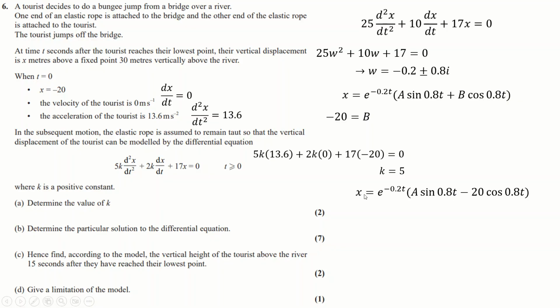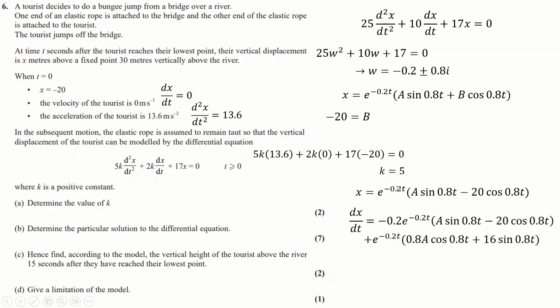If we differentiate this, we get 2 things. Differentiate this. This just comes down from -0.2. Leave all this alone, just doing product rule here. So this one differentiate first, leave that alone. And then leave this alone, differentiate this. Sine differentiates to cos, put the 0.8 at the front. Cos differentiates to minus sine, put the 0.8 at the front, get this.